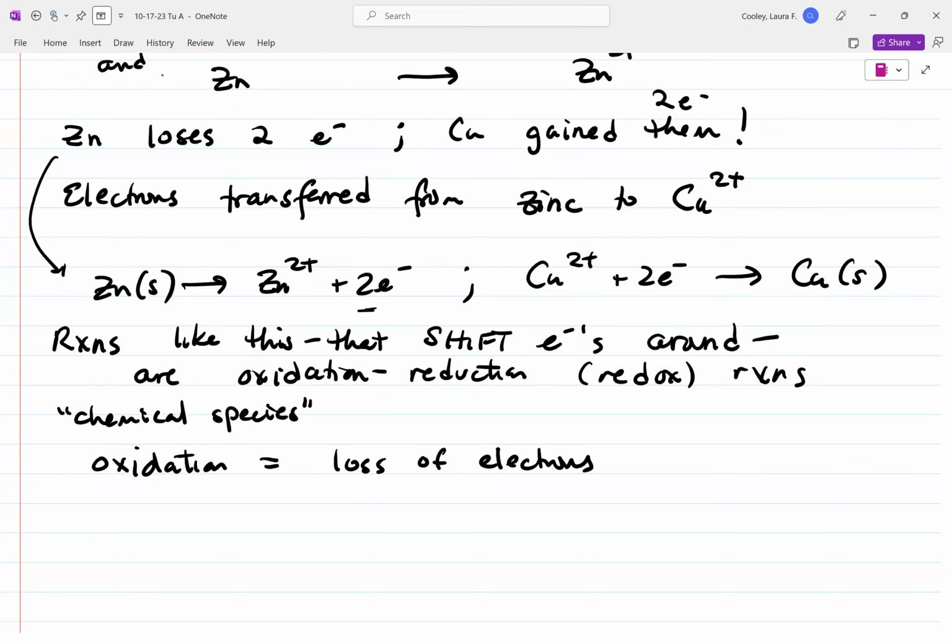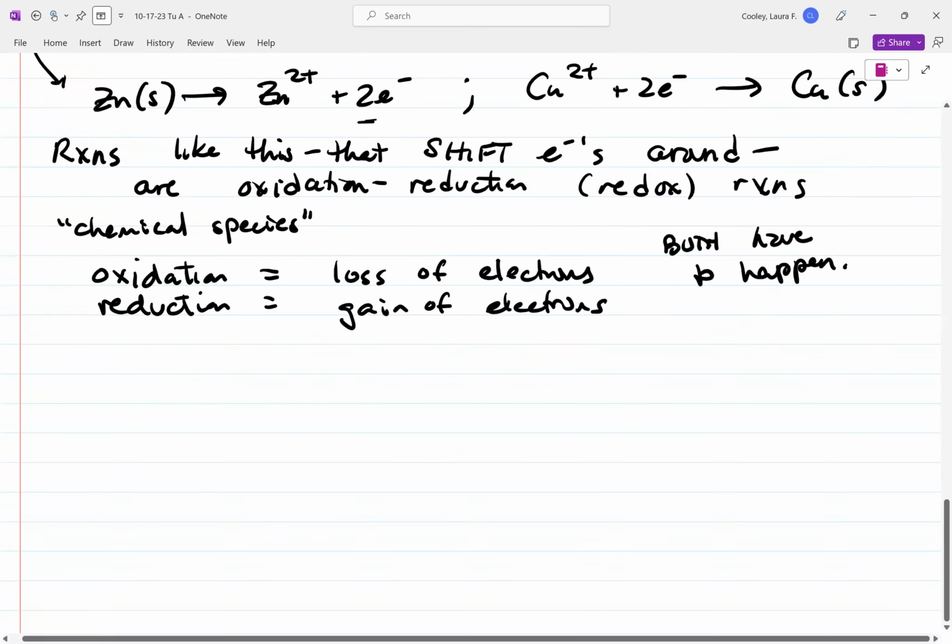Yeah, rust is an oxidation reduction reaction, yes, because iron loses electrons and oxygen gains those electrons. Reduction is gain of electrons. These go hand in hand. You cannot have one without the other. Something has to provide the electrons that are lost, and something else picks them up. So both have to happen. You can't just have one happening.